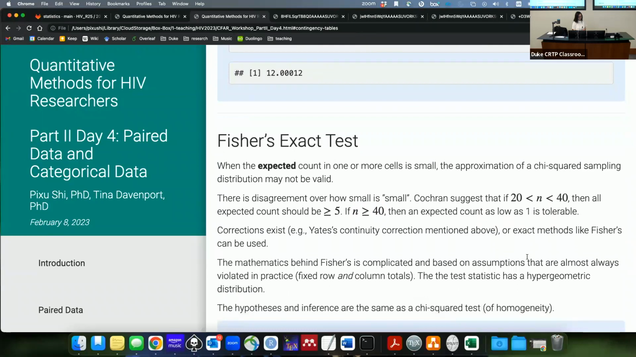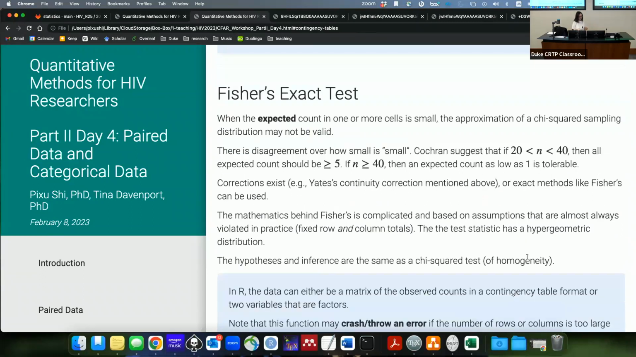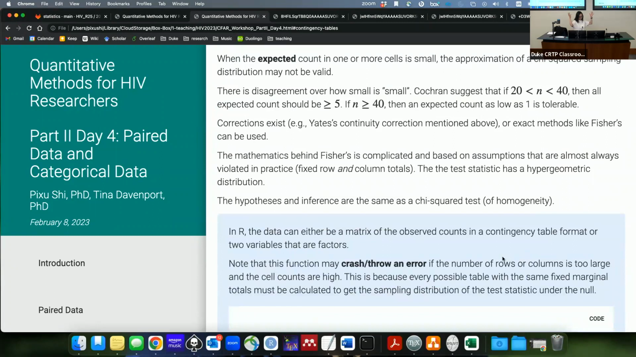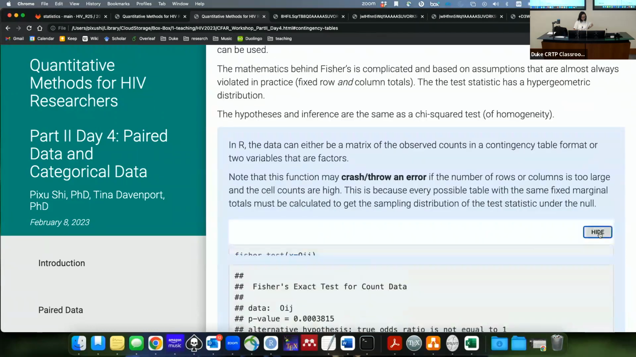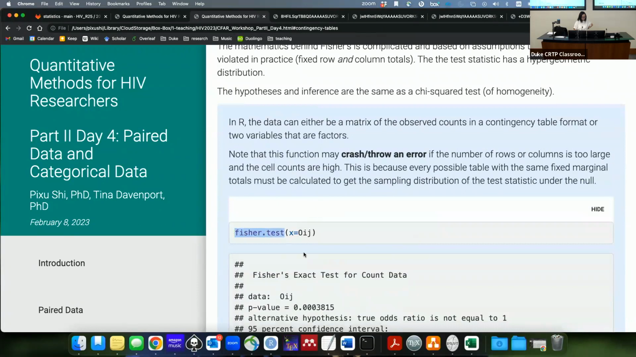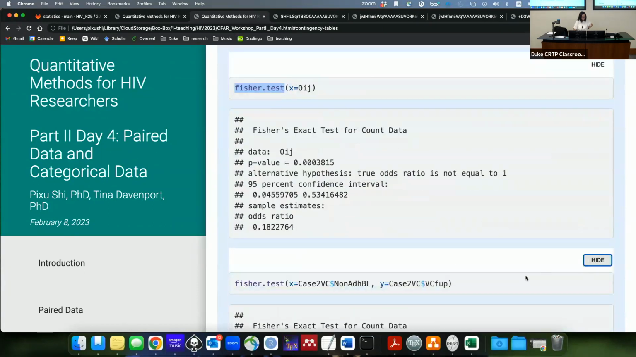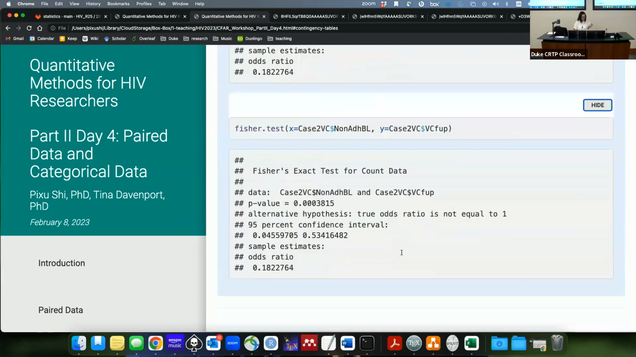But just like I mentioned, it's tempting to use Fisher's exact test all the time because you think that it's more accurate. But when you have a large contingency table, it may crash or throw an error because it's going to do a lot of calculation to get you that p-value. Our software needs to go over all of those possibilities to calculate the p-value for your test statistic. So the Fisher test can also be done using the same syntax, either a 2 by 2 table or the 2 columns of the data frame.